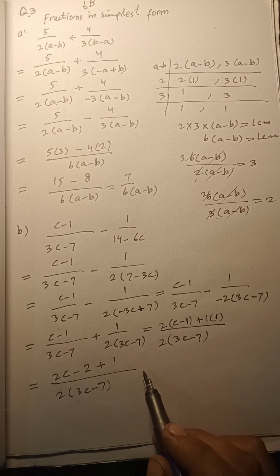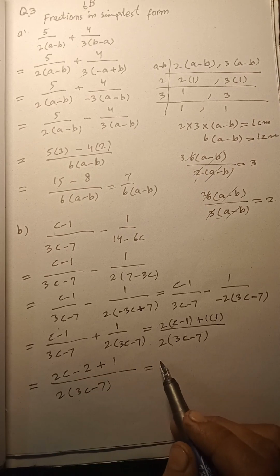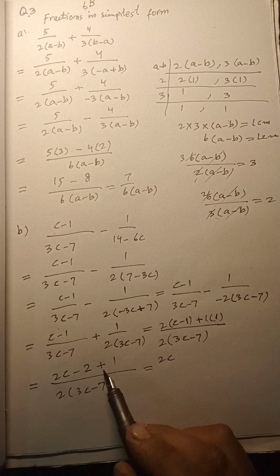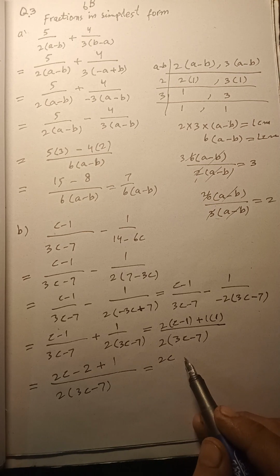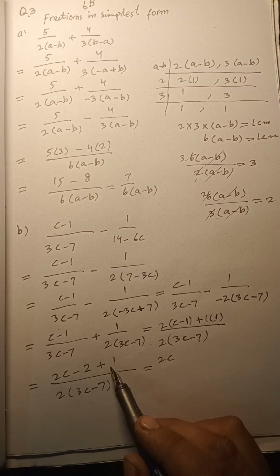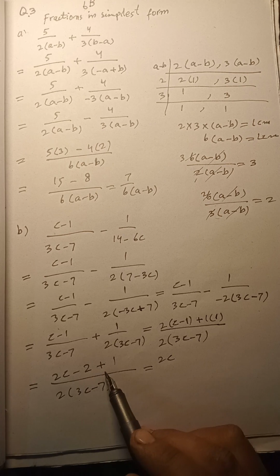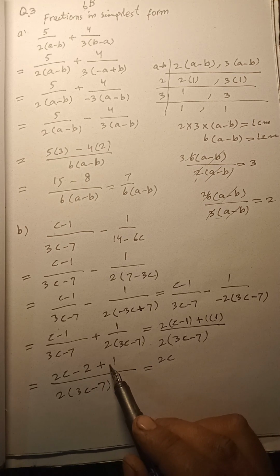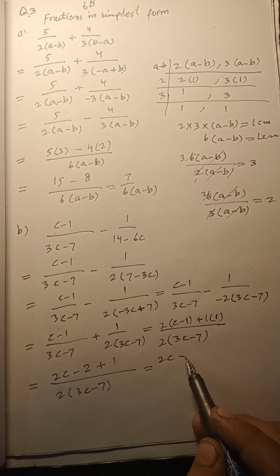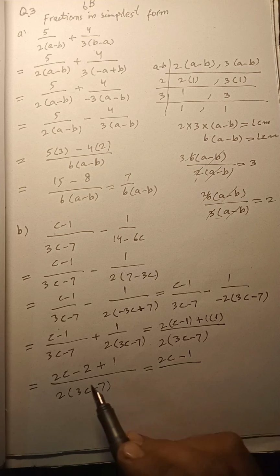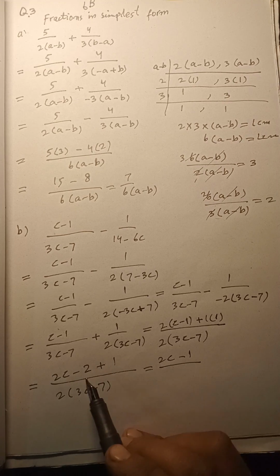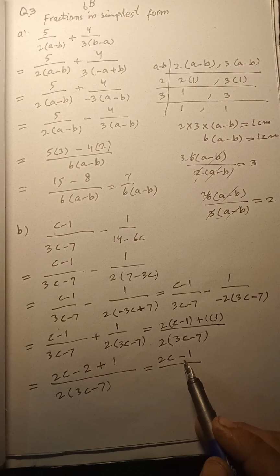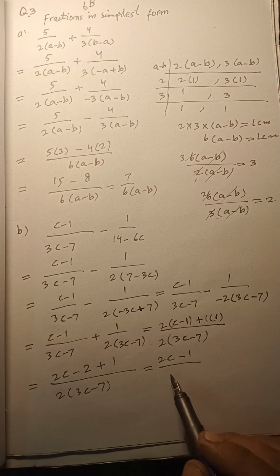Now you know that 2c is a different term, and minus 2 and plus 1 are the same kind of terms, so both can be added or subtracted according to their signs. These are opposite signs, and opposite signs are always subtracted, so we remove 1 from 2. The answer will be minus 1, because minus 2 is the bigger term, so we write the sign of the bigger term, that is minus, and in the denominator we write the same.